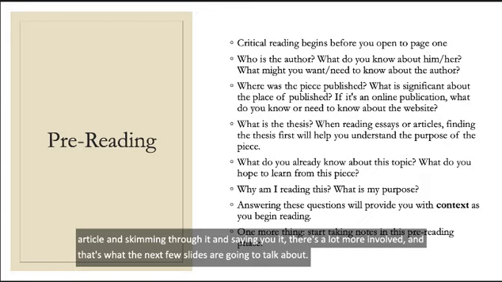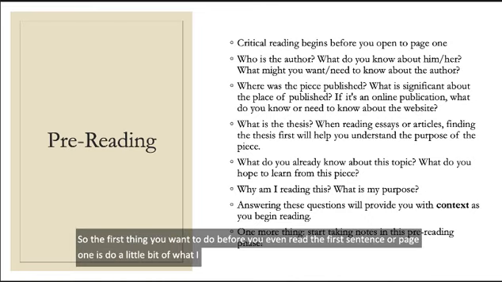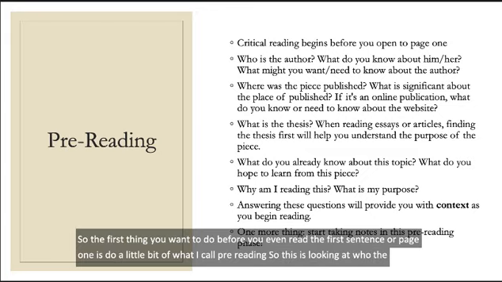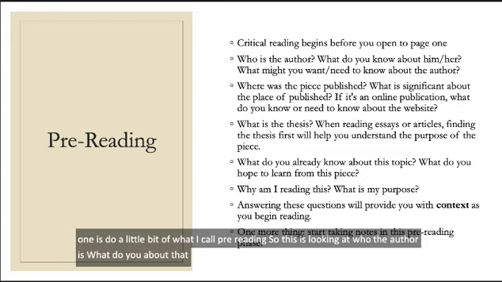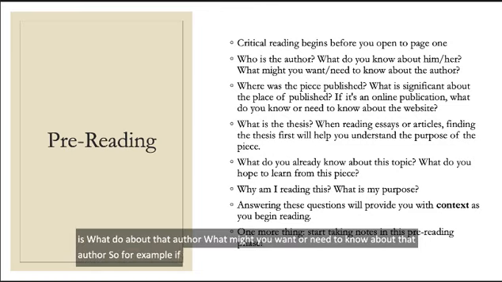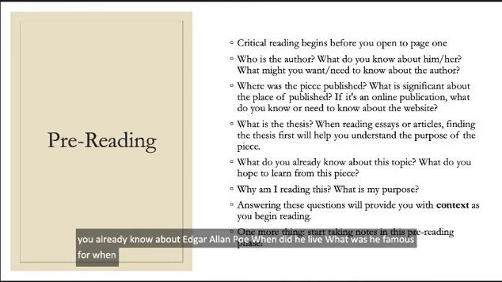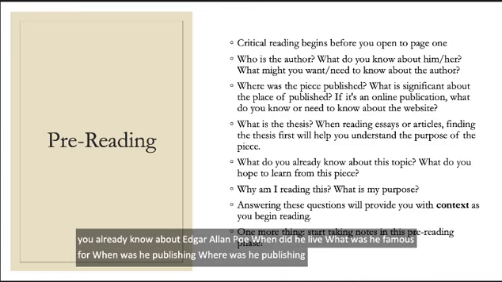So the first thing you want to do, before you even read the first sentence or page 1, is do a little bit of what I call pre-reading. This is looking at who the author is. What do you know about that author? What might you want or need to know about that author? For example, if you're reading a short story by Edgar Allan Poe, what do you already know about Edgar Allan Poe? When did he live? What was he famous for? When was he publishing? Where was he publishing? Who was publishing his work? So thinking about things like that.